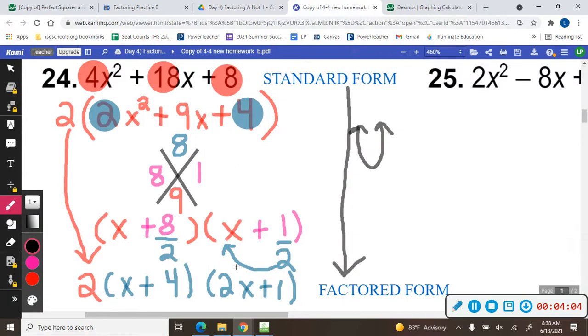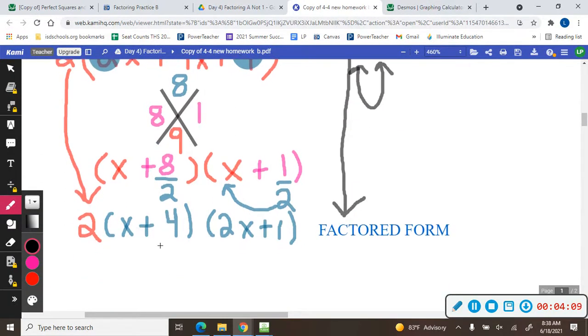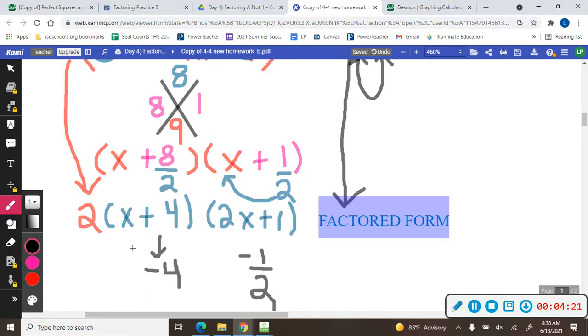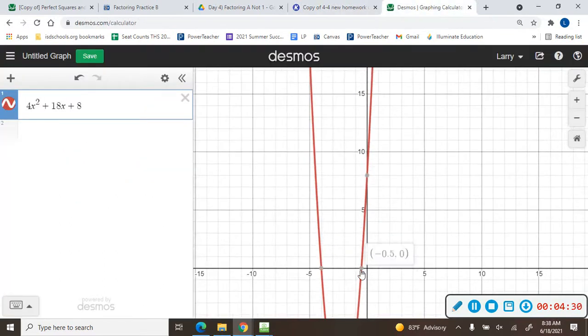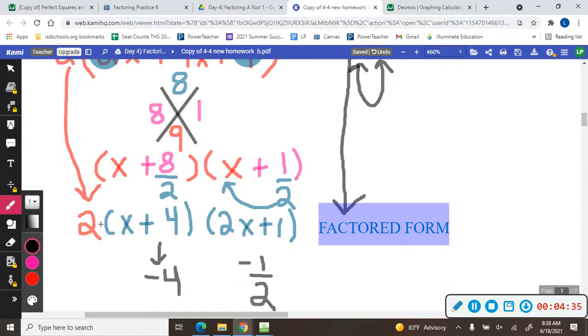Now, factored form is nice because it tells me the x-intercepts. It tells me the x-intercept would be at -4. And then if I solve that for x, I'd get -1/2. And I'll show you how to do that more later. So if I type this in to Desmos, you'll see that it crosses at -4 and -1/2. See? -1/2 and -4.